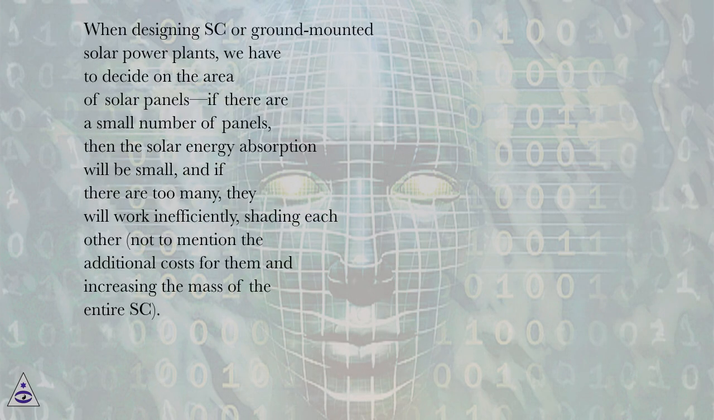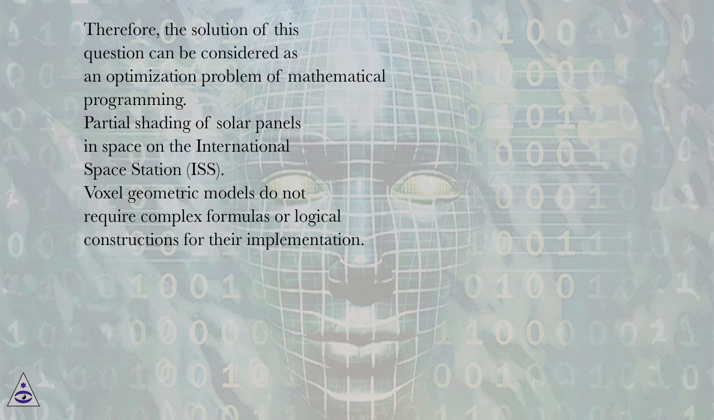When designing SC or ground-mounted solar power plants, we have to decide on the area of solar panels. If there are a small number of panels, then the solar energy absorption will be small, and if there are too many, they will work inefficiently, shading each other, not to mention the additional costs for them and increasing the mass of the entire SC. Therefore, the solution of this question can be considered as an optimization problem of mathematical programming. Partial shading of solar panels in space on the International Space Station, ISS.